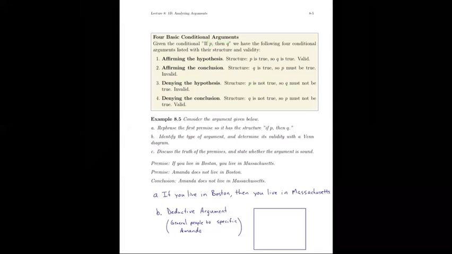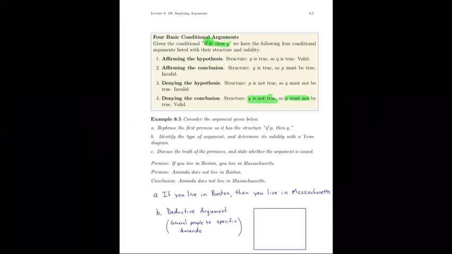Denying the conclusion, on the other hand: if something is not a Q, then it can't be a P, if it's given that if it's P, then it's Q. Because if it's this, it must be this one. So if it's not this one, there's no way it could have been this one, because if it's this one, it has to be this one.